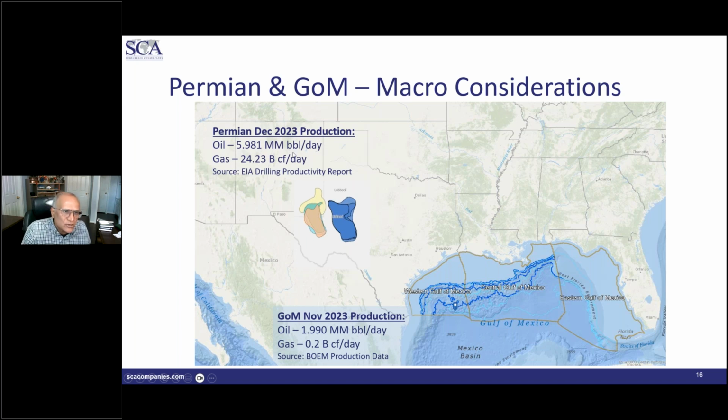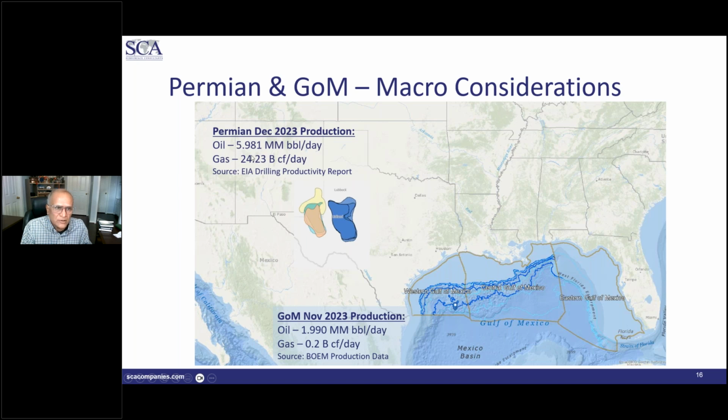So what you are looking at here, and why did I choose Permian and Gulf of Mexico and not Bakken and Gulf of Mexico or Eagle Ford and Gulf of Mexico? Because these are the two most prolific producing regions, as these numbers say. From EIA DPR, for December 23, oil was almost 6 million barrels per day from Permian Basin. Gulf of Mexico was producing almost 2 million barrels according to 2023 November production numbers from the Bureau of Ocean Energy Management. So these are the two most important regions, not only in the United States, but in the world.